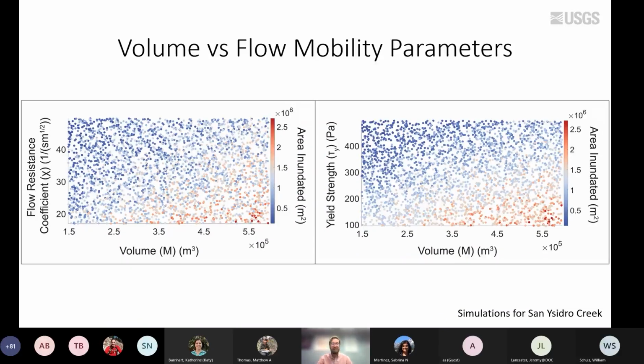Debris flow volume has, at the moment, an established method for predicting the input volume if you don't have a well-constrained volume. And so it's important to have that constrained so that you can then calibrate the model using the flow resistance coefficient and the yield strength.